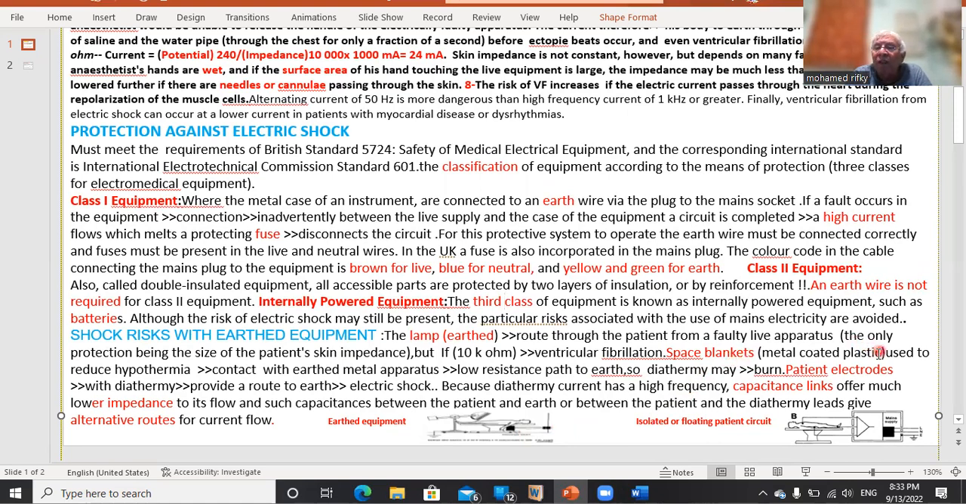The space blankets, which are made of metal-coated plastics and used to control hypothermia, can be a source of earthing. Also, whenever there is a fault in the electrical equipment, they can be a source of earthing, and at the same time it will induce electrocution.